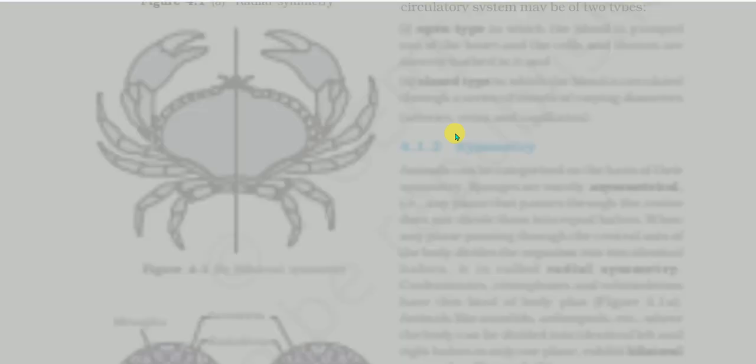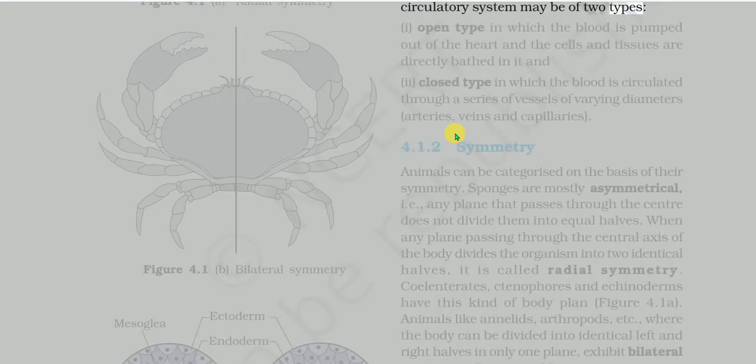Similarly, the circulatory system may be of 2 types. 1. Open type, in which the blood is pumped out of the heart and the cells and tissues are directly bathed in it, and 2. Closed type, in which the blood is circulated through a series of vessels of varying diameters: arteries, veins and capillaries.